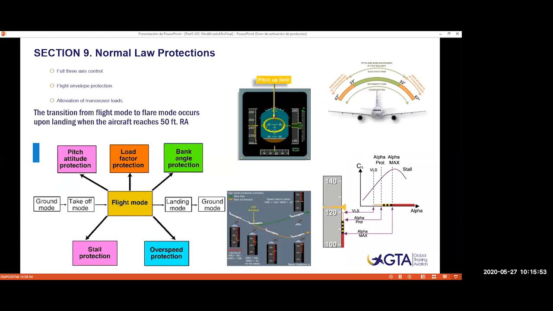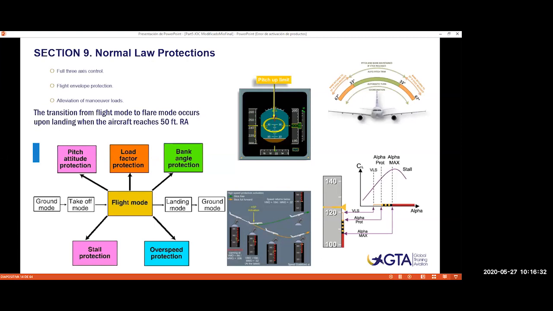As we say, there are three kinds of laws: normal, alternate, and direct. We are starting with the normal law. In the normal law, we have something that lets me fly inside one frame, inside one envelope. I cannot go farther than this. These limits of how I can fly are what we call protections.